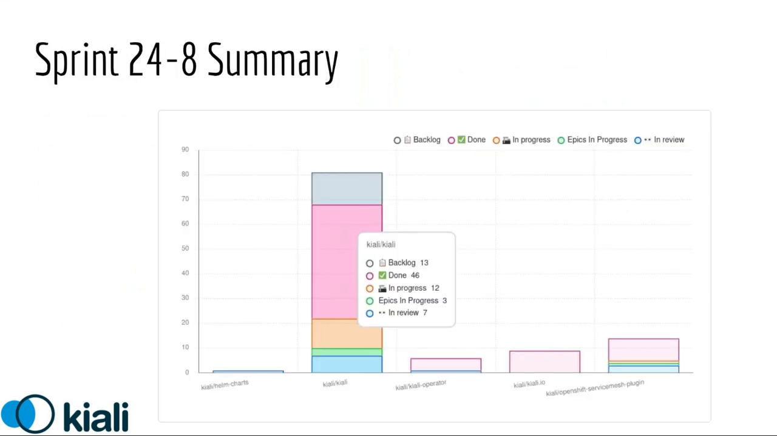So let's start. In this sprint, we have done a bunch of tasks. We have completed 47 items on Kiali side itself, and we have 3 epics in progress. We have several tasks and pull requests in review, 12 and 7, and we have a bunch of backlog items. So let's go feature by feature through what we have done.